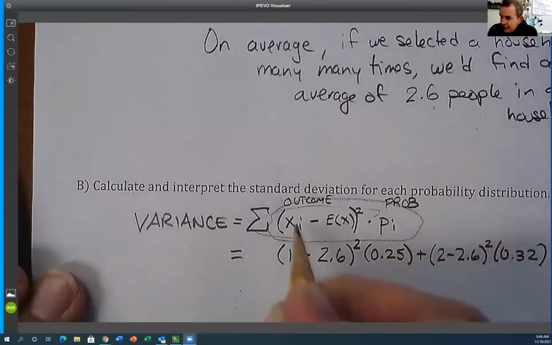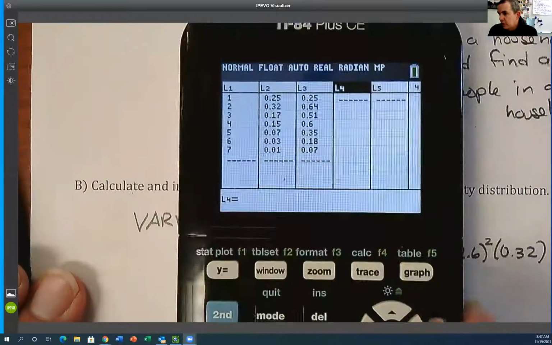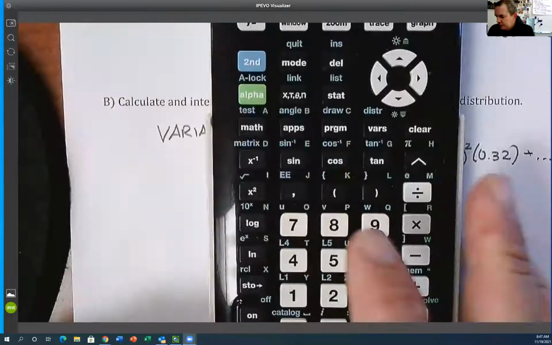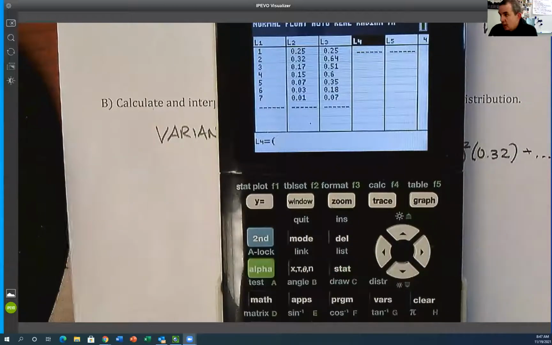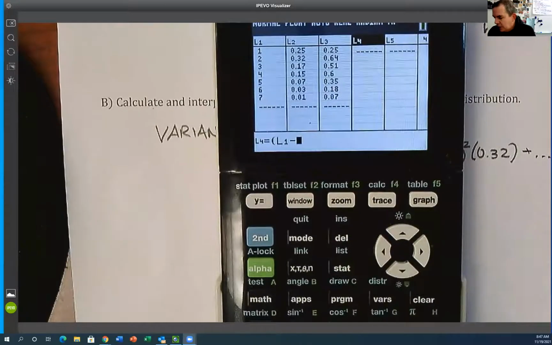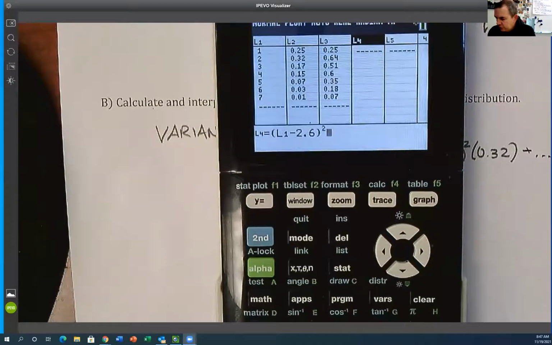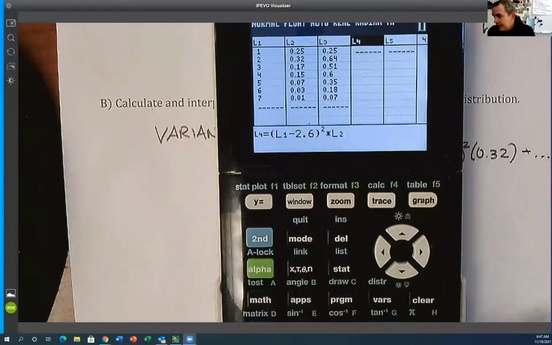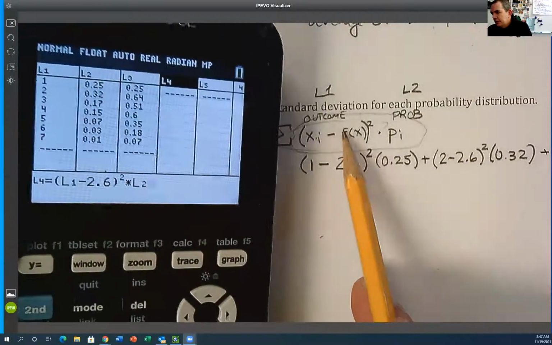Well, if you remember, outcome went into L1, probability went into L2. So what we're going to do is the following. Let me bring it up again so we can see. We're going to open a set of parentheses. We want to take L1, so second, L1. We're going to subtract the expected value, in this case 2.6. Close the parens, square it. We're going to multiply it times L2. So that formula right there is the same as that formula right there.